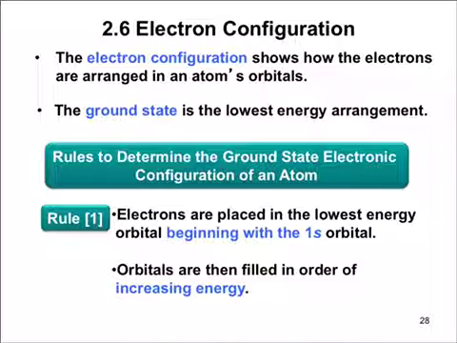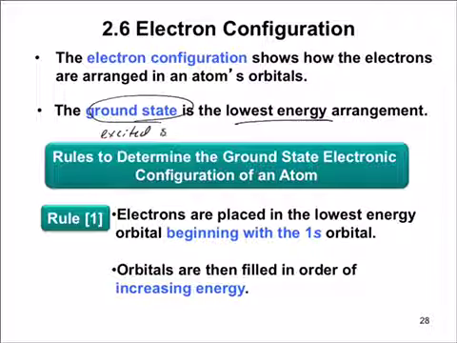So, let's talk about where the electrons are and what they are doing. That is the electron configuration when we're talking about atoms. Electron configurations show how all of the electrons are arranged in an atom's orbitals. Now, the lowest energy arrangement is what we call the ground state. Any configuration that is not at the lowest energy would be what we call an excited state, not with the lowest energy.